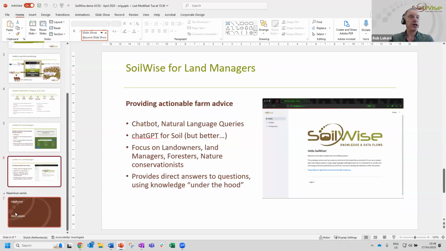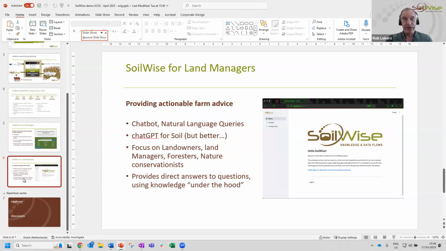The other thing I want to show is a chatbot. I guess most of you have heard of chatbots like ChatGPT. We're trying to develop something similar, but specifically aimed at soil and soil health, and hopefully also providing better and more focused results than ChatGPT.